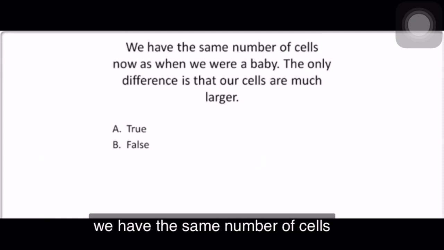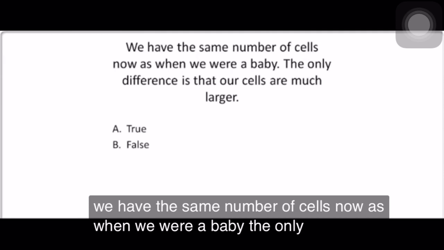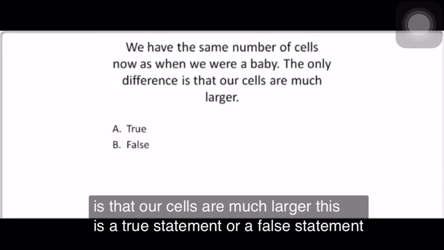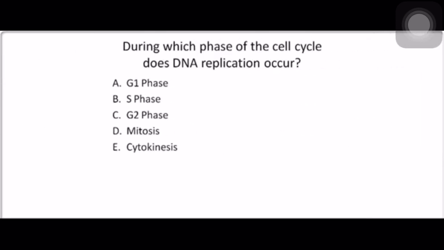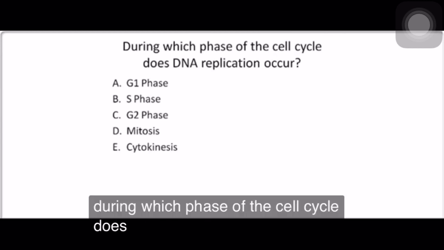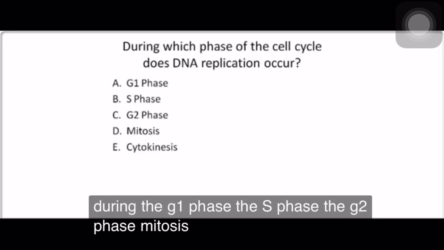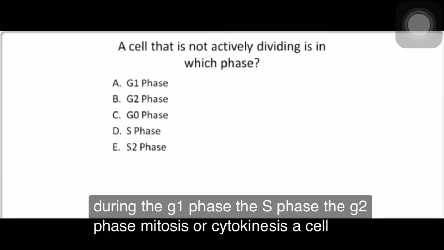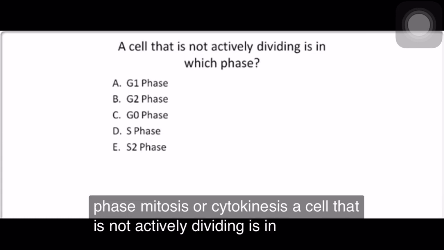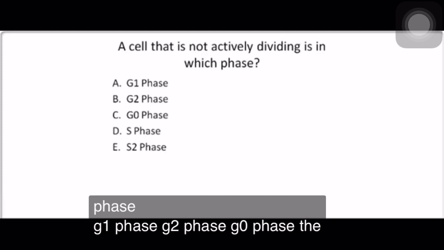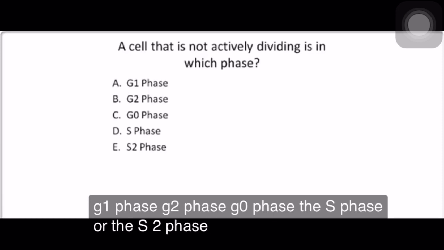We have the same number of cells now as when we were a baby. The only difference is that our cells are much larger. Is this a true statement or a false statement? During which phase of the cell cycle does DNA replication occur? Does that occur during the G1 phase, the S phase, the G2 phase, mitosis, or cytokinesis? A cell that is not actively dividing is in which phase? G1 phase, G2 phase, G0 phase, the S phase, or the S2 phase?